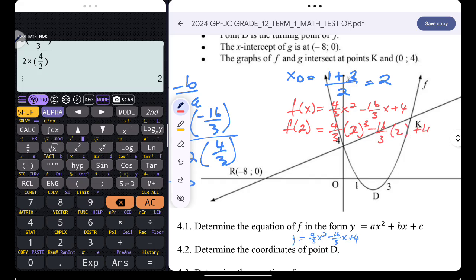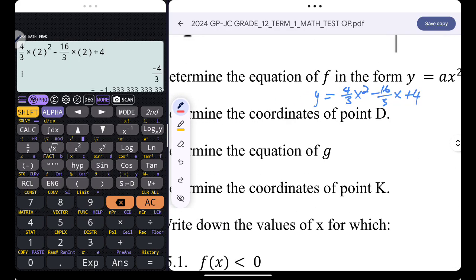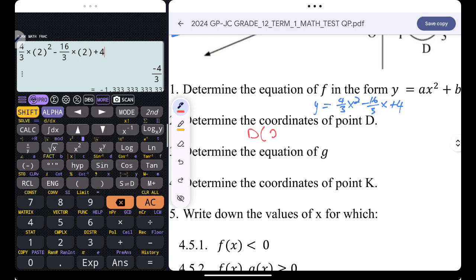I'll just punch my precious calculator there. I have 4 over 3, and then whenever I come across x, I'll just substitute a 2, minus 16 over 3 and multiply by 2, plus 4. So the corresponding y value is just negative 4 over 3. So I know that the coordinates of D, which is my turning point, are positive 2 and negative 4 over 3.